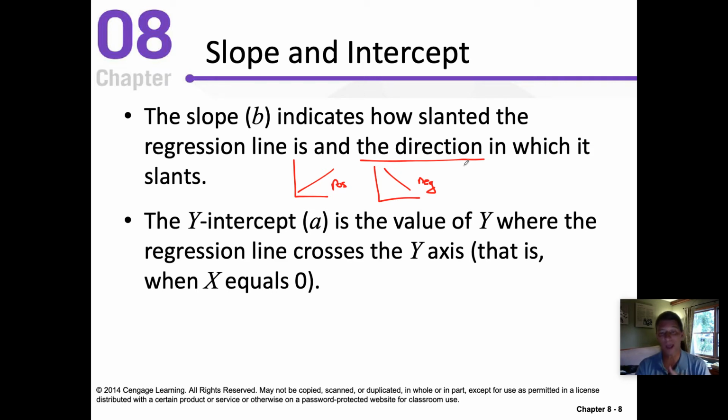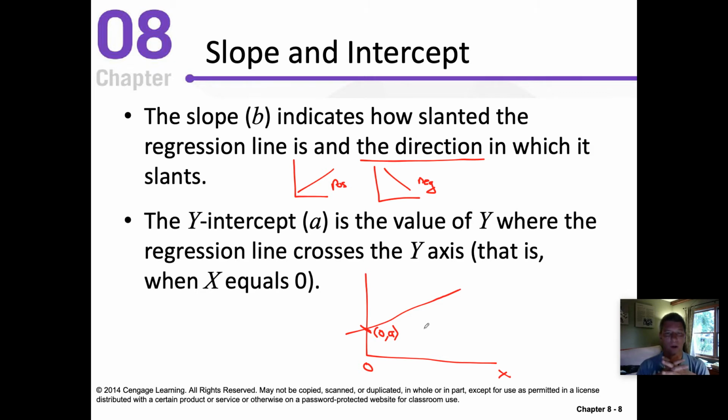Now, the y-intercept, a, is the value of y where the regression line crosses the y-axis. In other words, when x equals 0. And so if you've got a regression line that looks like this, and this is the axis, here x equals 0, this value right here is the point 0 comma a. That's the value of y when x equals 0. The y-intercept.